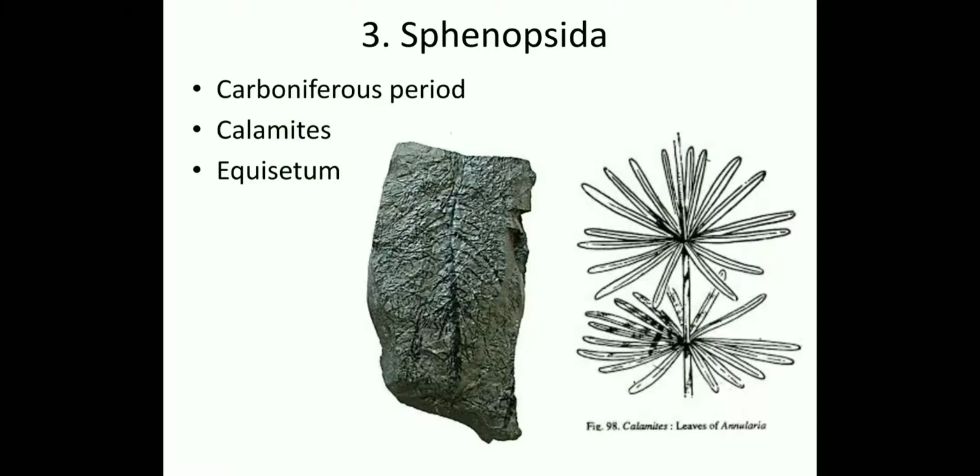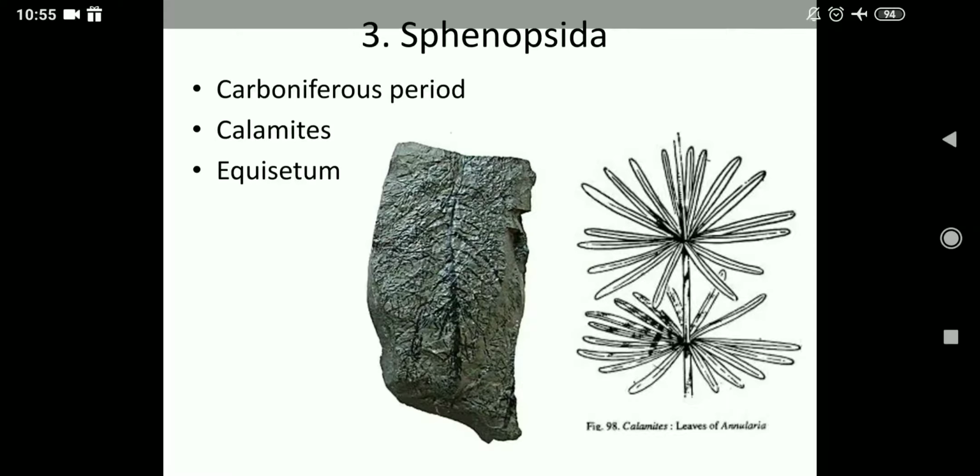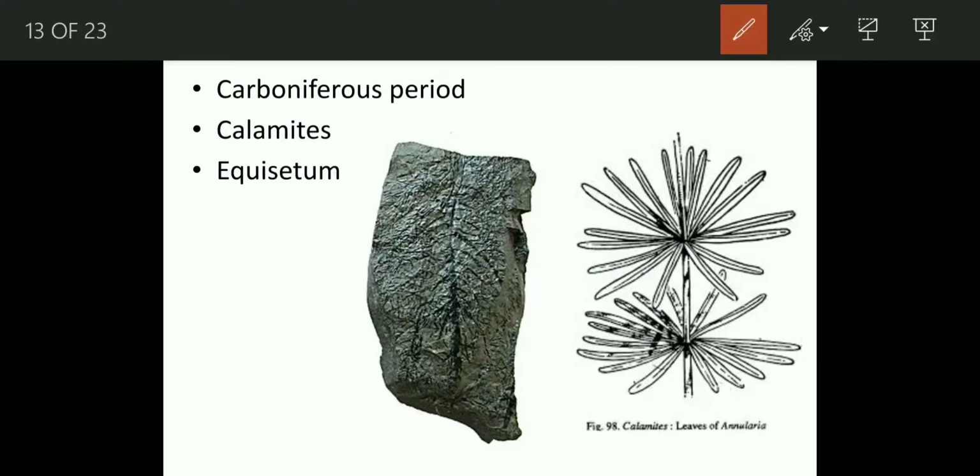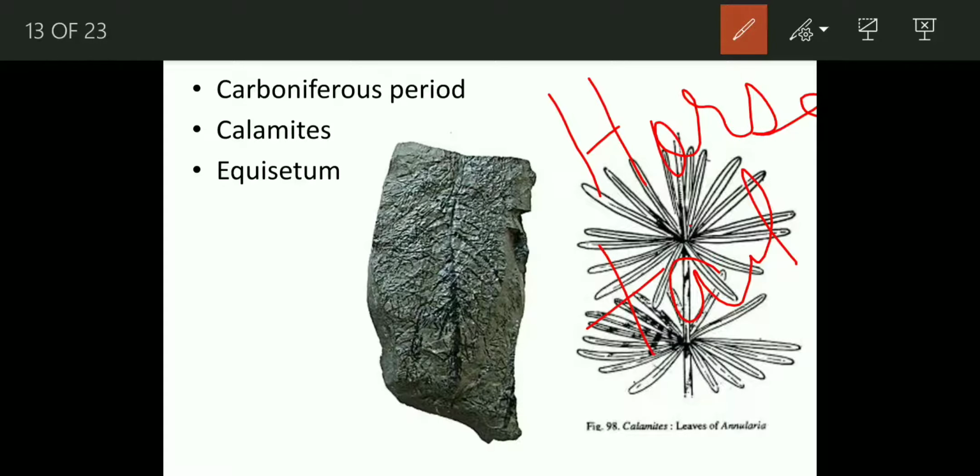Now then the third class, that is Sphenopsida. We have a term for Sphenopsida. Sphenopsida is also known as horsetail. See, we have the term horsetail. And why do we call it a horsetail? Because of the type of sporangia that it has. It seems like a tail of the horse. You might have seen the horsetail. It seems like the tail of the horse.